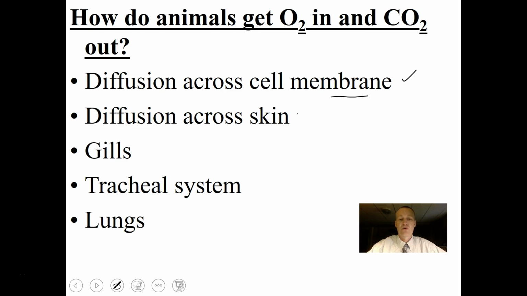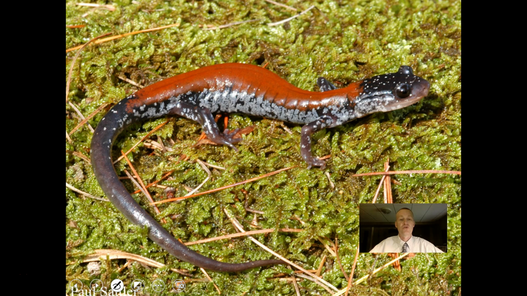Gas exchange can also occur across the skin. So if you have an amphibian or some other creature that has skin that's permeable to gases, that's a way that they can do that. There are other organisms that use gills, and there's different kinds of gills. There's external gills and there's internal gills, and we'll talk about those in a minute. There's also a tracheal system used by insects, and we'll look at that one, and then we'll talk more exclusively about lungs, which is the system that mammals and organisms like yourself use for gas exchange.